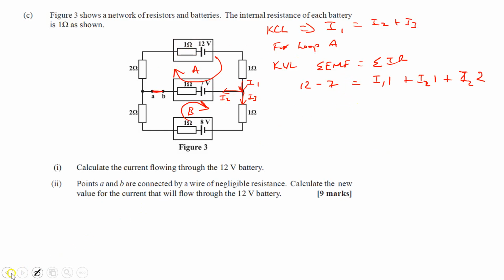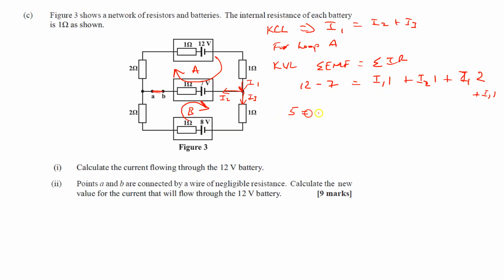So let me correct something. I said I1, but I put I2. So that's I1, right? And there is this other resistance, which is the internal resistance. So that's going to be plus I1 times 1.